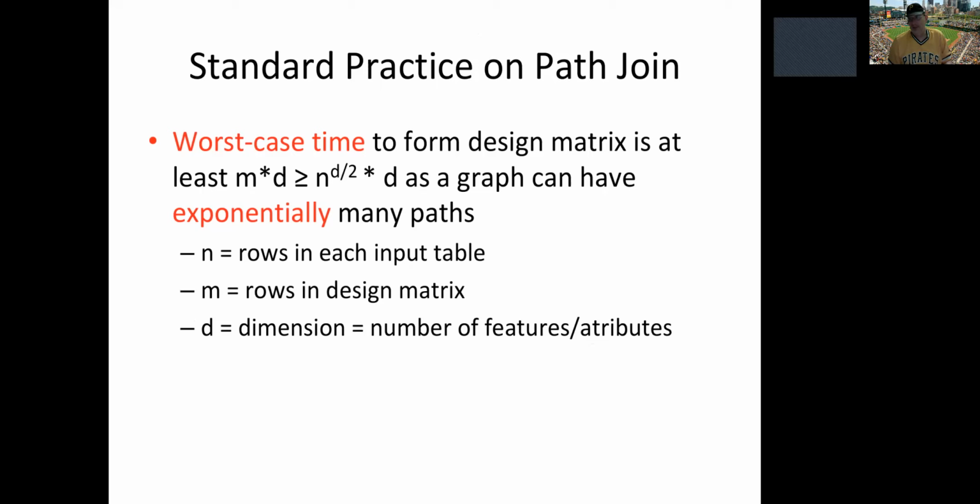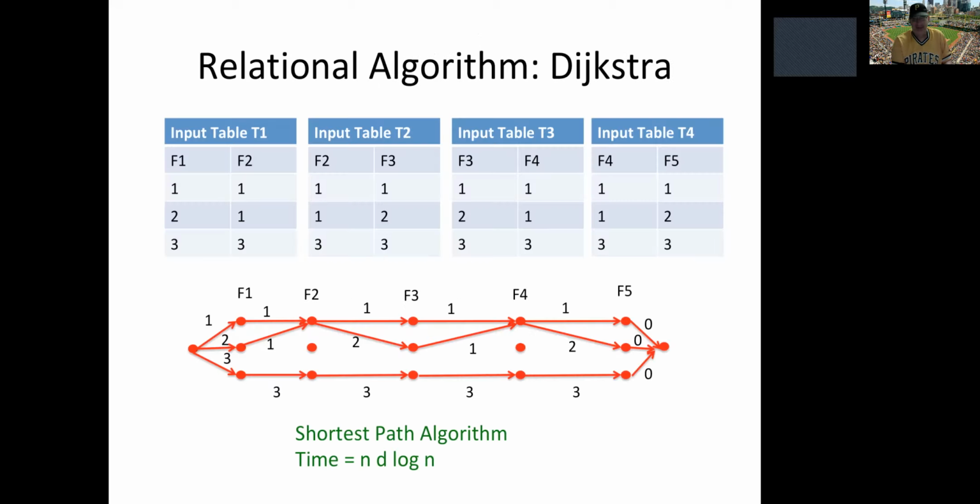Standard practice for doing this would be to explicitly list out all of the paths in this graph, which could definitely be exponential in the size of the graph. So that's why standard practice can take exponential time.